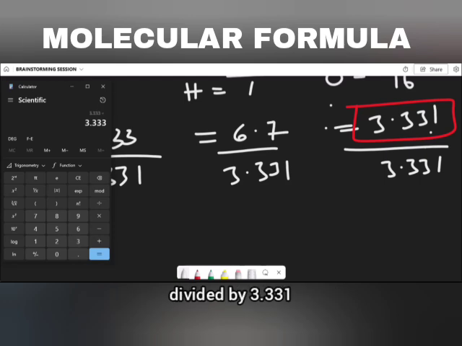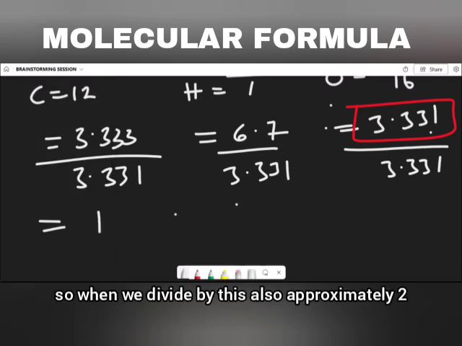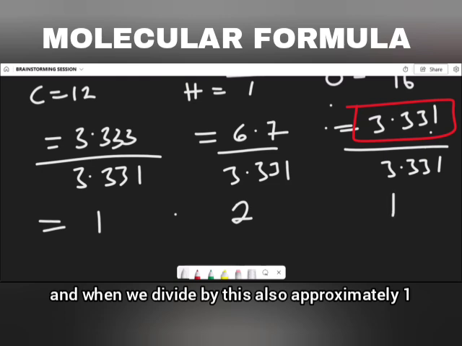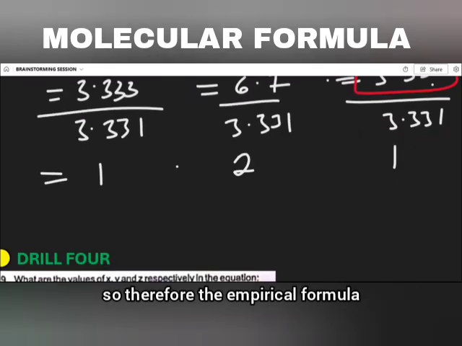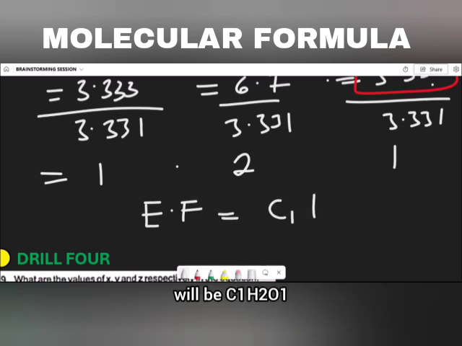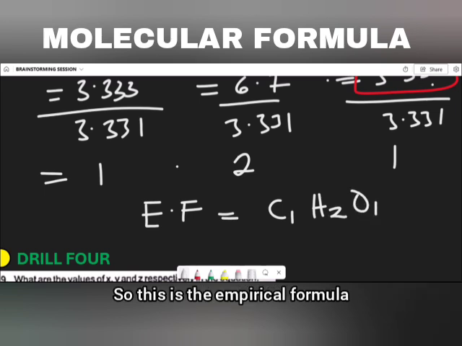3.333 divided by 3.331, that's approximately 1. So when you divide this one, also approximately 2. And when you divide this one, also approximately 1. So therefore, the empirical formula, which is EF, will be C1H2O1. So this is the empirical formula.